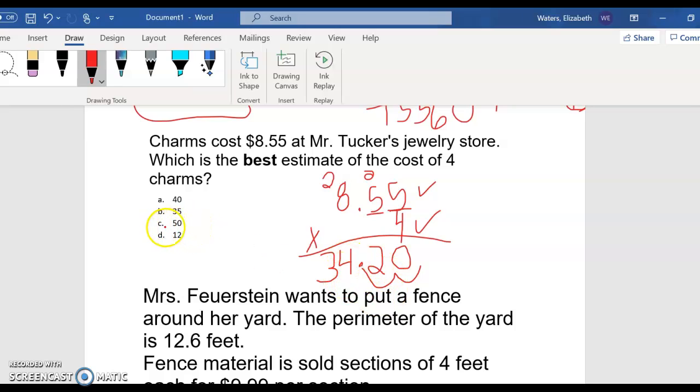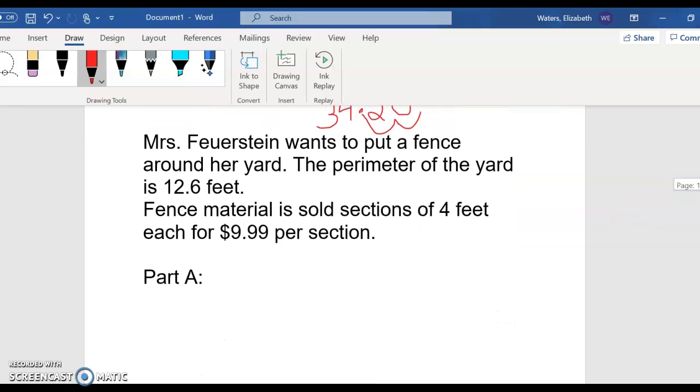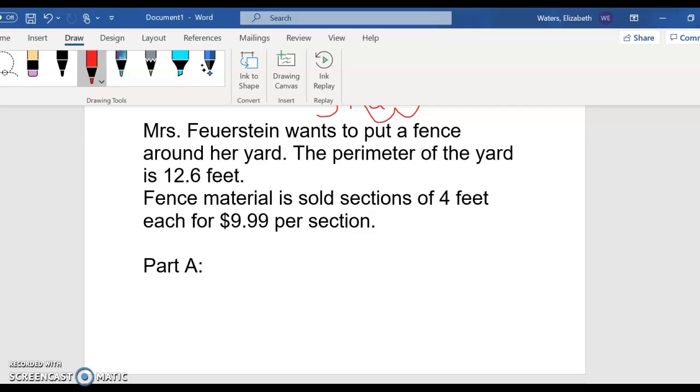50 is way far off. 12 is far off, so the answer is 35. Best estimate means to pick the one that is the closest. And let's keep going. So now we have a problem that's going to be a little bit harder.